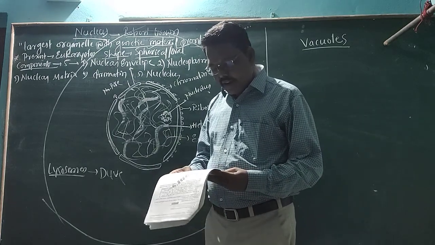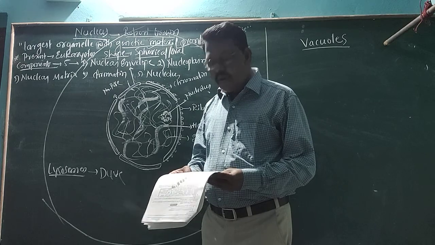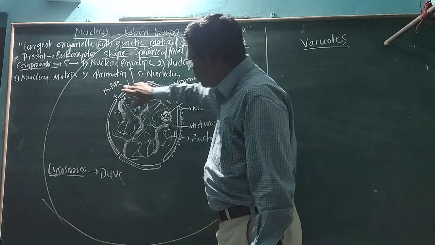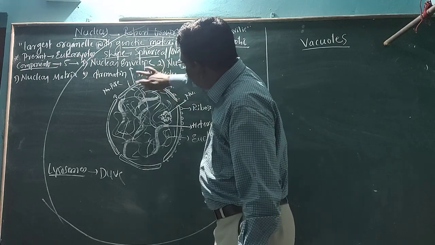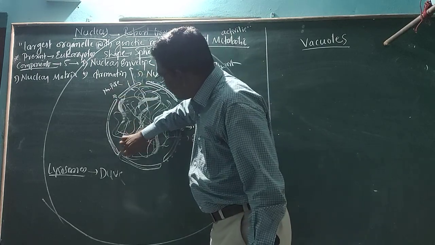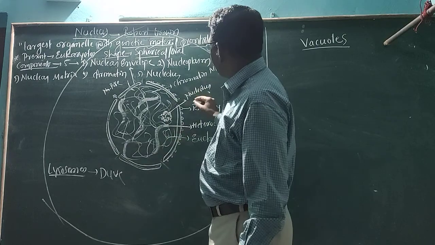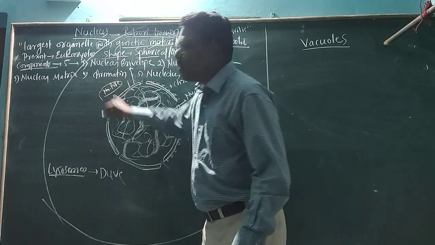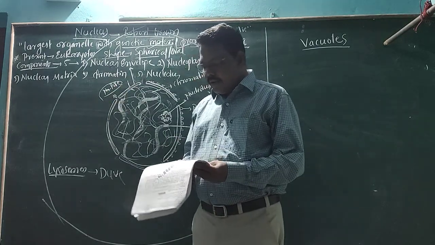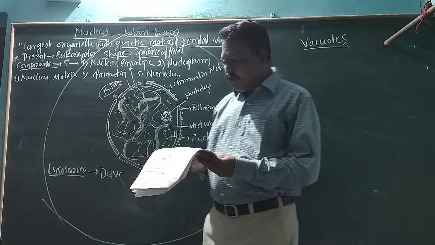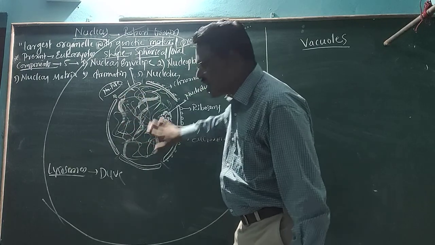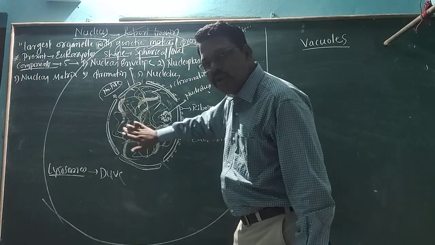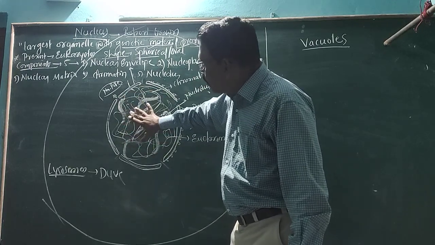Then there are small cylindrical channels, and those are called nuclear pores. Within this nuclear envelope you will see some gaps, and these gaps are called nuclear pores. These connect the nucleoplasm with the cytoplasm. Within the nucleus, we will see the matrix.